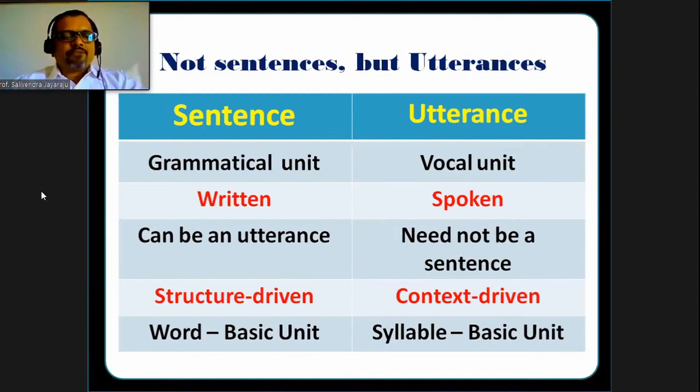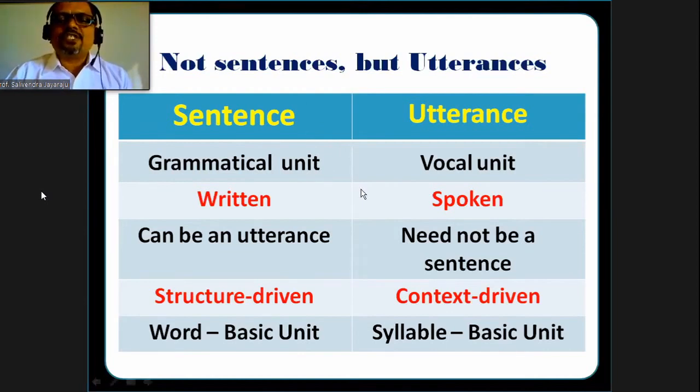So dear friends, we have to understand this important aspect of listening. And while listening, if you want to pick up expressions, what I want you to focus on is not sentence, but utterance. What is the difference between sentence and utterance? Sentence is a grammatical unit. It should have subject, verb, object, or it should have tense, whatever it may be. And utterance is a vocal unit. You will see the noise, the meaningful noise, a vocal unit. Sentence is mostly written, but utterance is all the time spoken.